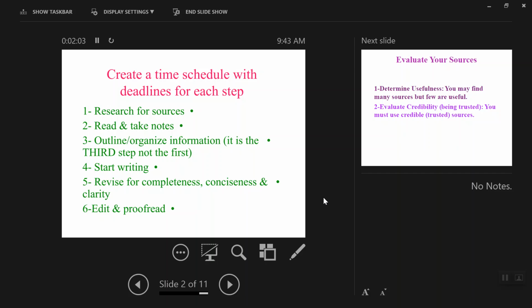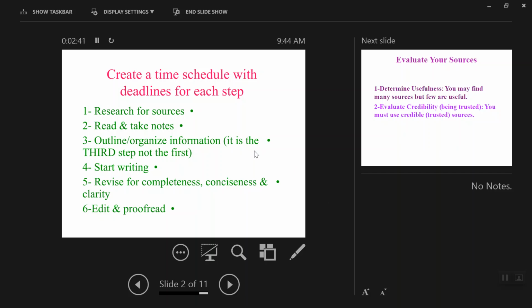Copy and paste, you have to open a folder, a Word document, and you have to copy and paste the information from the source just to make a draft. First and last draft. Very important. Research for sources, number one. Number two, read and take notes. And then the third step is to outline. To make an outline, which is organizing information. You have to arrange your information. You have information, and now it is time to organize this information.